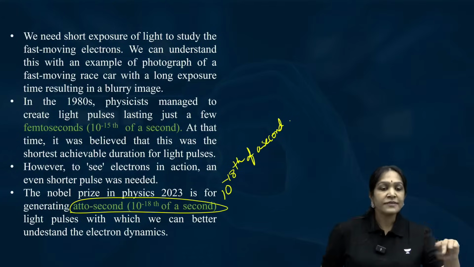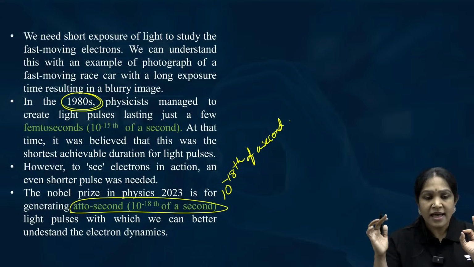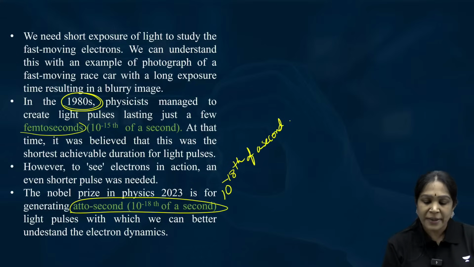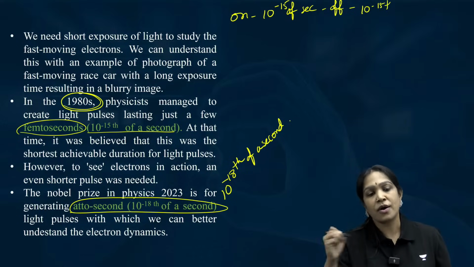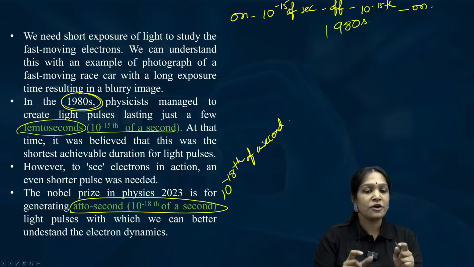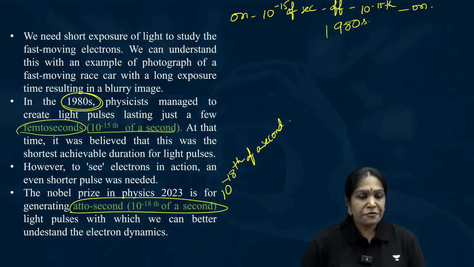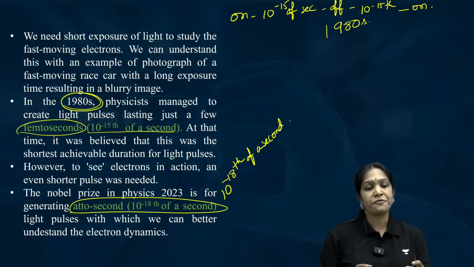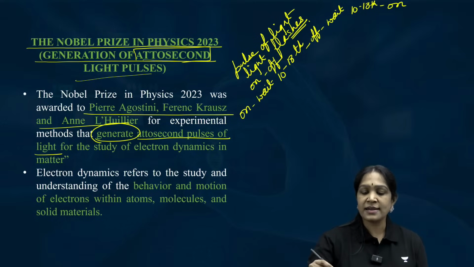What was the previous discovery? In the 1980s, other scientists had already generated femtosecond light pulses. That means on, wait for 10 to the power of minus 15th of a second, then off. Then wait for 10 to the power of minus 15th of a second, then on. This was developed in the 1980s. In the 1980s, what kind of light pulses were generated? Femtosecond. Recently, what kind were generated? Attosecond. Which are faster? Attosecond pulses are faster.